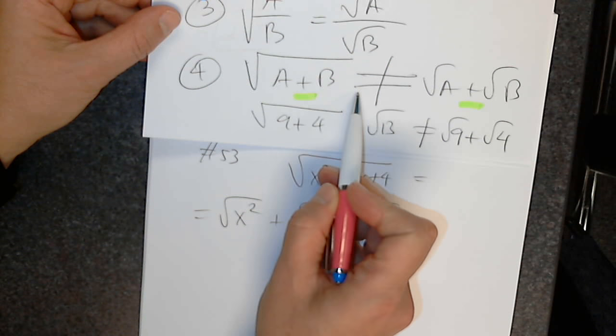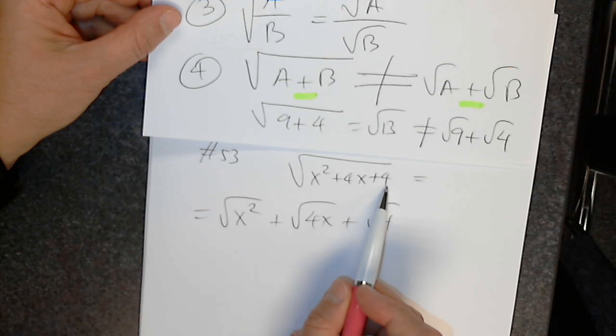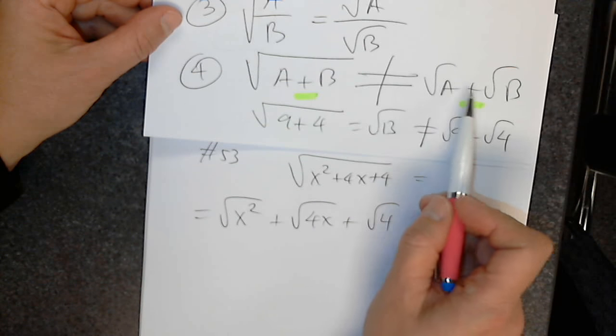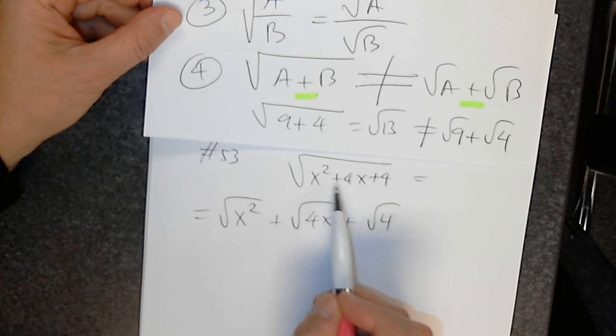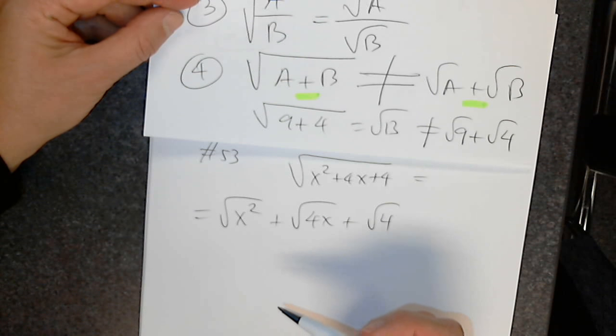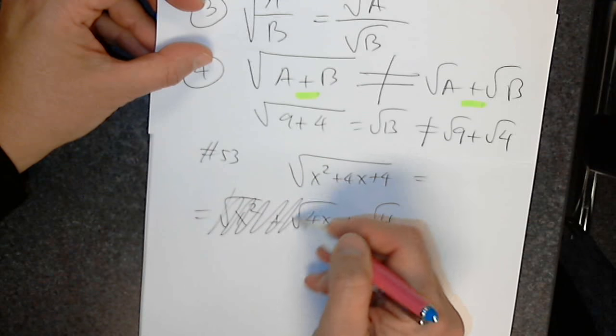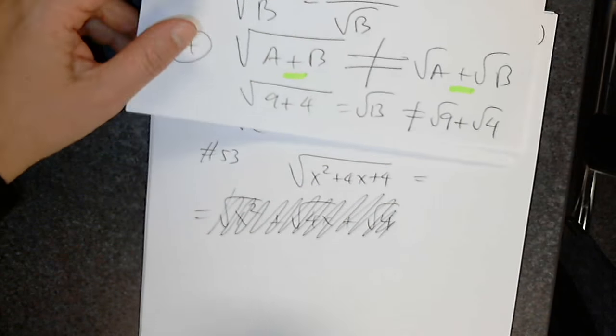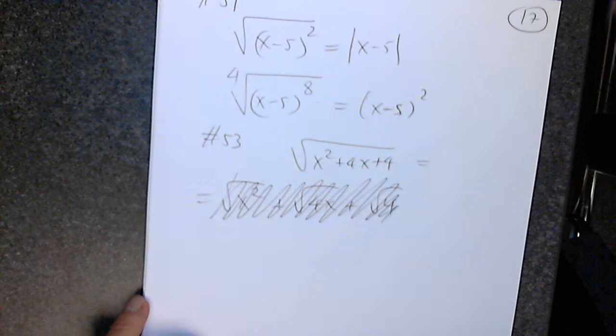Because they are added terms. It's not a product, it's not a ratio, and I'm not allowed to split the radical when I add terms or subtract terms. Is that clear? That would be a terrible mistake. Very good. So then what can I do?